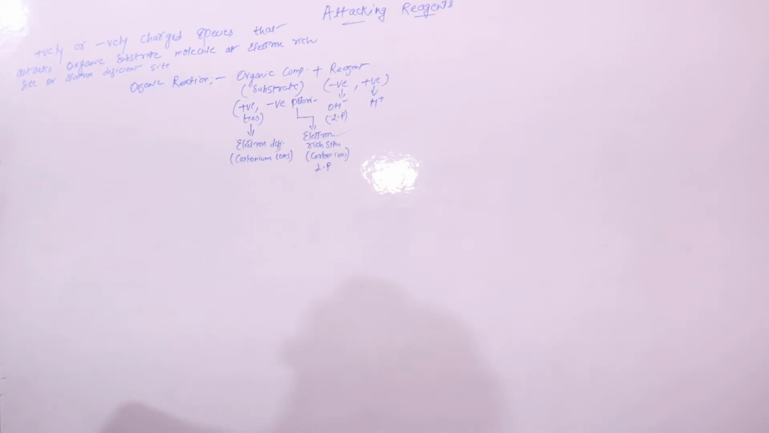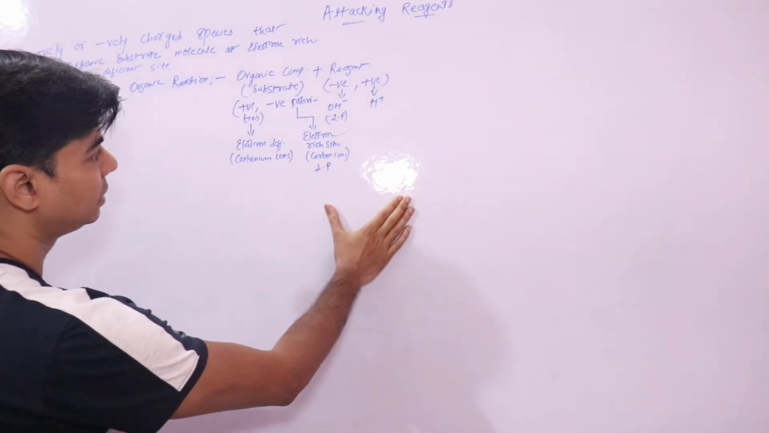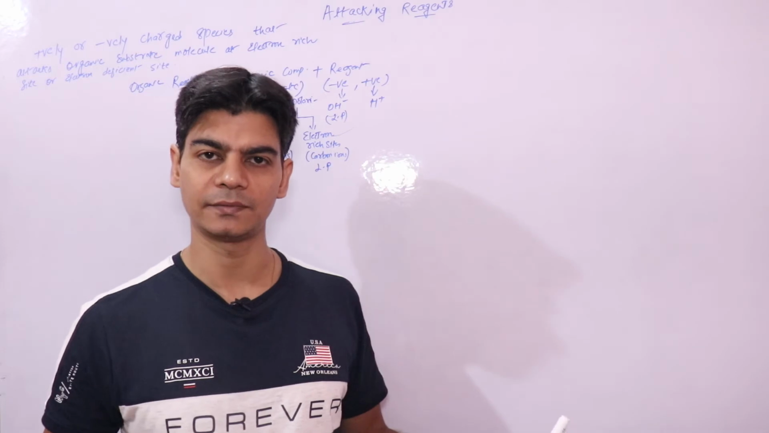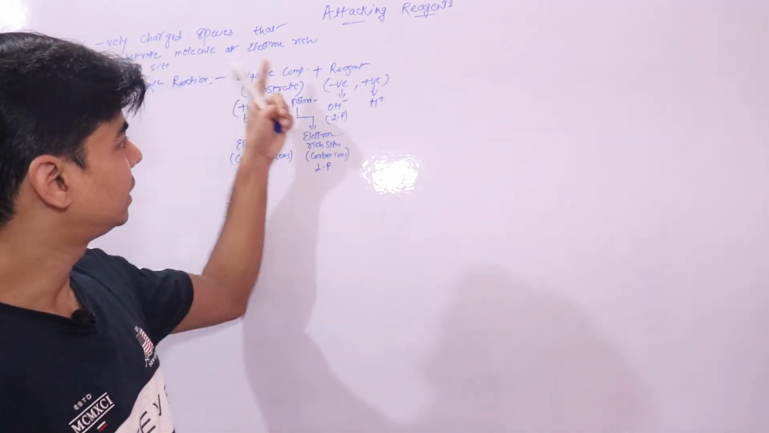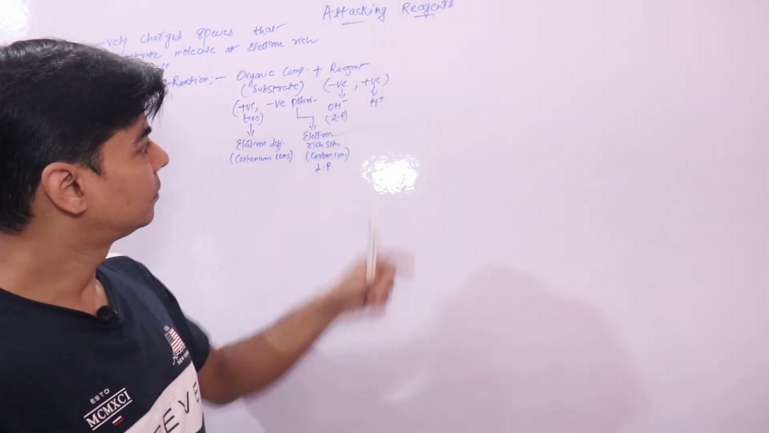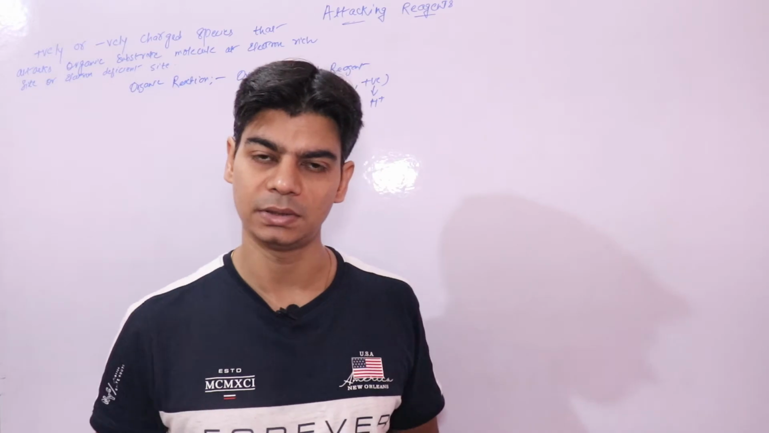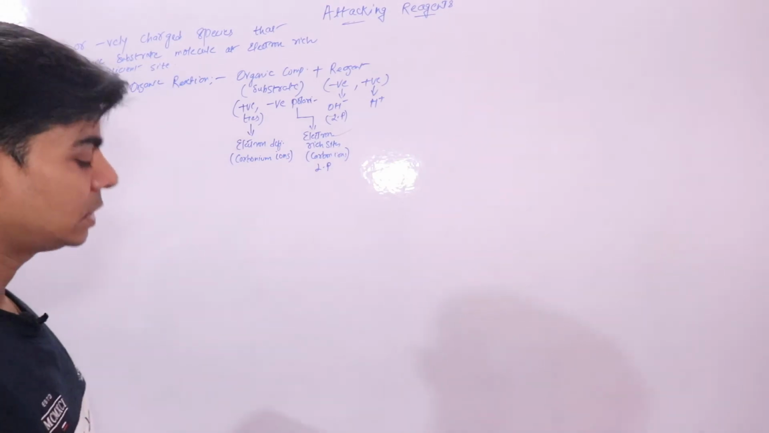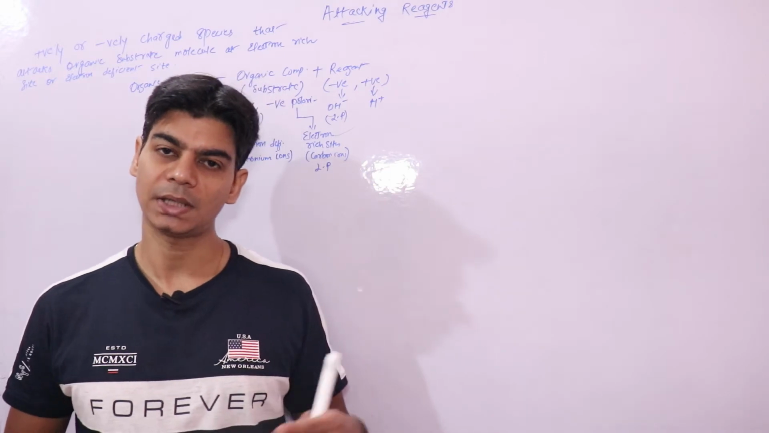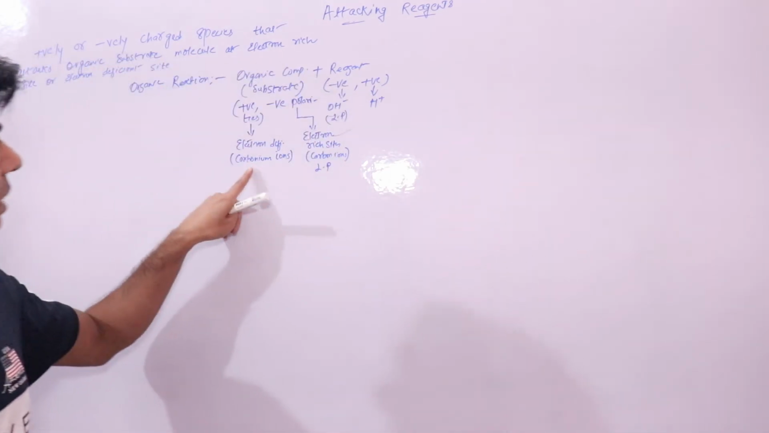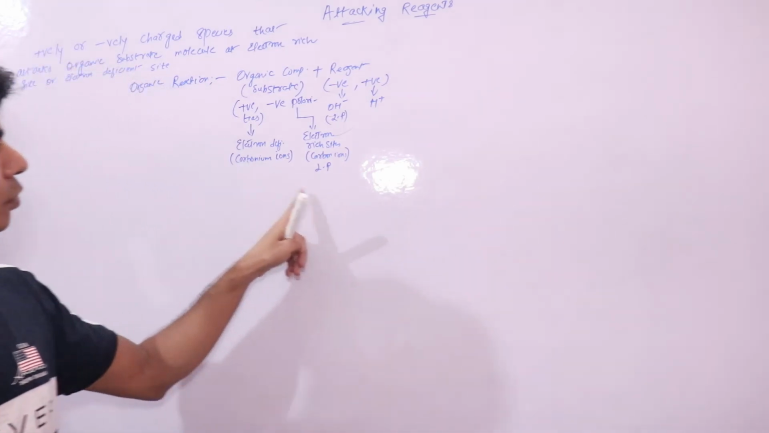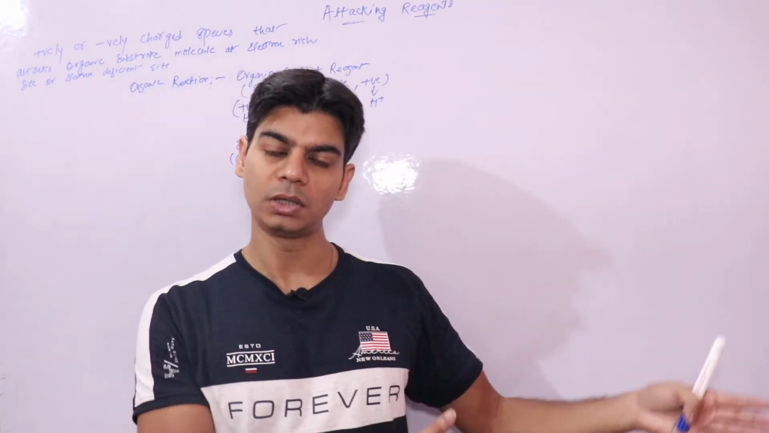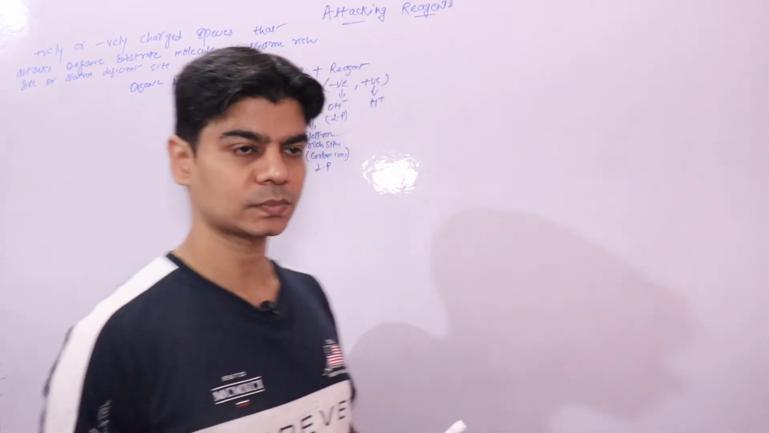So just remember this basic thing: an organic compound and a reagent. A reaction is basically between a positive site and a negative site. In the case of reagents, we call these nucleophiles and electrophiles. We'll understand this. So what is an attacking reagent? It's a positively or negatively charged species that attacks an organic compound at an electron deficient site or electron rich site in order to bring a chemical change in the organic compound. A chemical change means bond breaking and bond formation will take place.